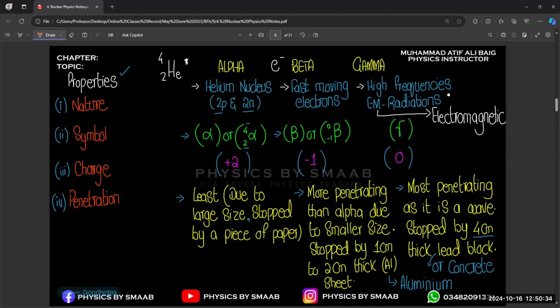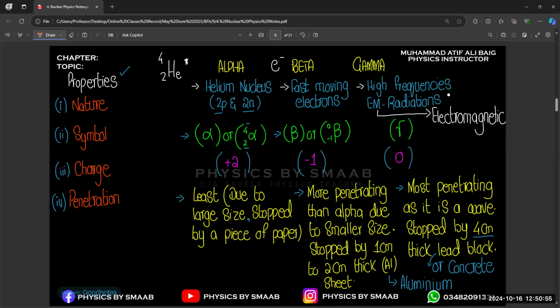So that's why it is not used. It is dangerous to use because it can damage your bones also. X-rays are harmful, but we don't have any other alternative to find out a fracture, so that's why we are using X-rays. But X-rays are not as harmful as compared to gamma.